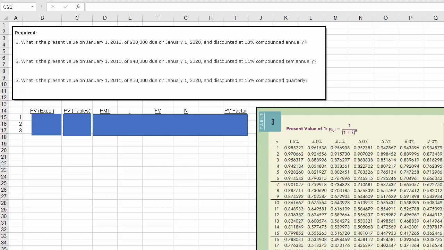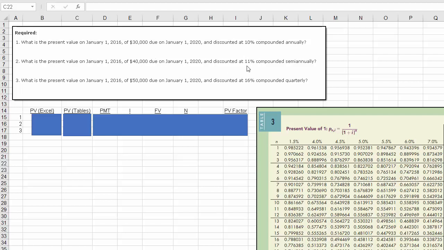Okay, I've been asked a couple questions about solving this present value question. There's really three questions. They're asking us, what's the present value on January 1st, 2016 of $30,000 due on January 1st, 2020, discounted at 10% compounded annually? Then we have the same time periods, but the amount goes to $40,000.